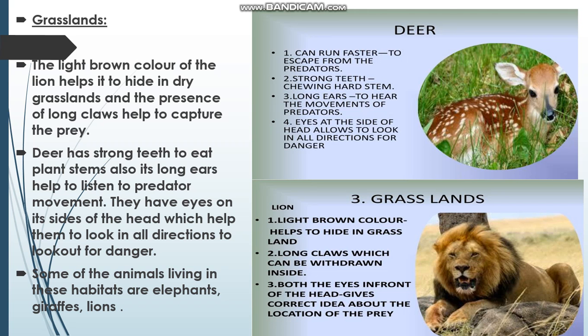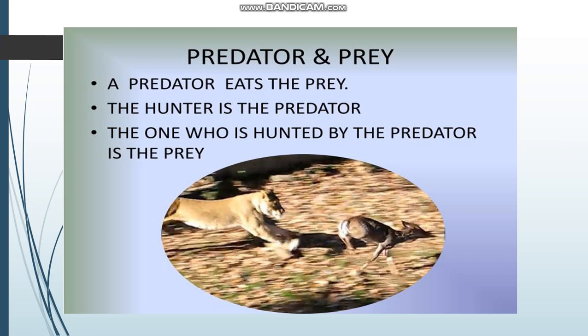For the lion in the grasslands, the adaptations are a light brown color that helps it hide in the grassland, long claws, and both eyes in front of the head, which gives a correct idea about the location of the prey. This is the adaptation in the grassland. A predator eats the prey, and the hunter is the predator. The one who is hunted by the predator is the prey. If you see in this picture, the prey is the deer and the predator is the lion.